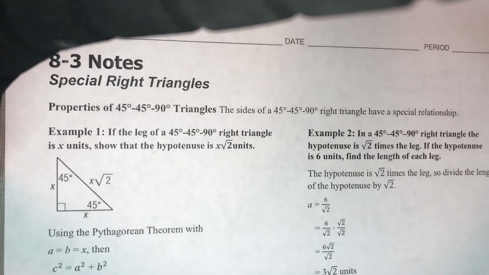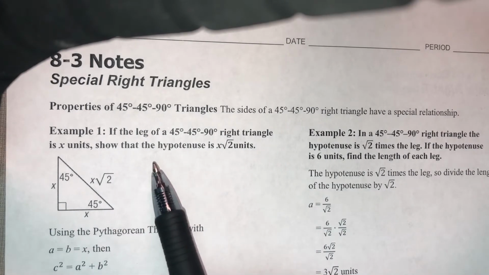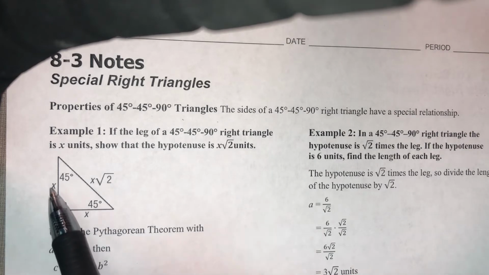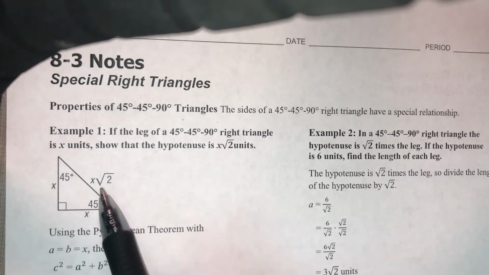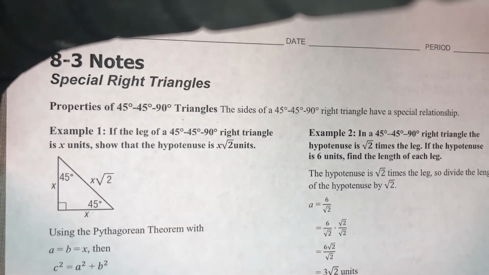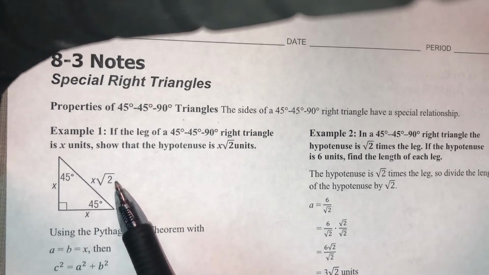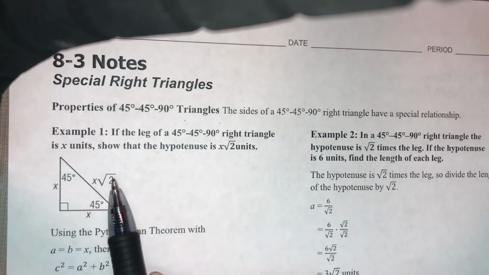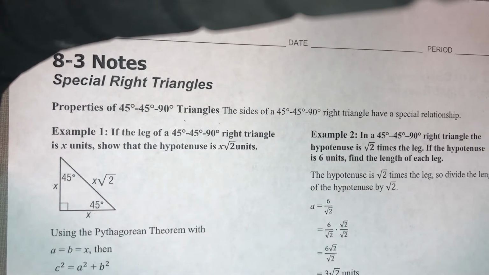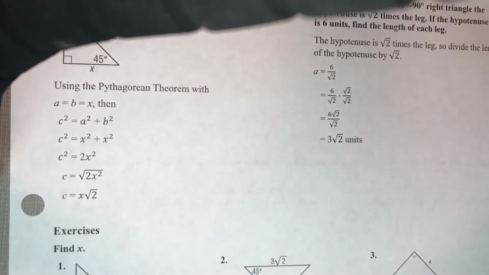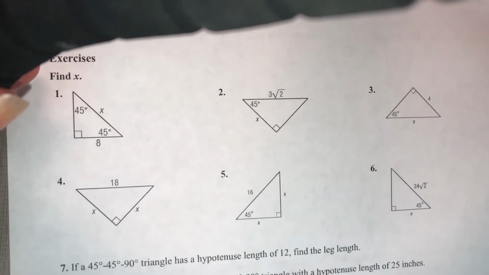So that takes us to our properties of 45-45-90 triangles today. If you have the side length x, the hypotenuse is x times the square root of 2, okay? We multiply by the square root of 2 to go from the leg to the hypotenuse. We divide by the square root of 2 to go from the hypotenuse to the leg. So let's use that information to do some practice problems down here at the bottom.